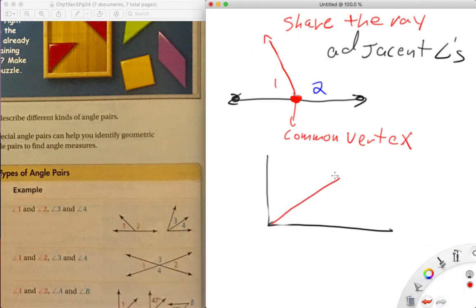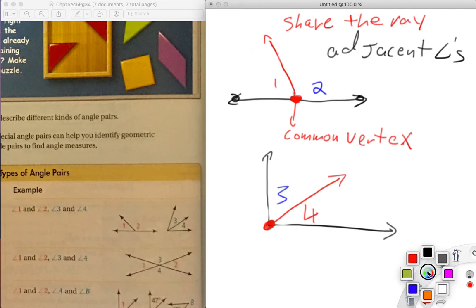The book gives another example of adjacent angles. Again, they share a ray in the middle. It's always in the middle because you can't really share any others. It's angle 3, angle 4, and then their common vertex also over here. They both share this one right here. They both share the ray in the middle, and they're side by side. These are adjacent angles.